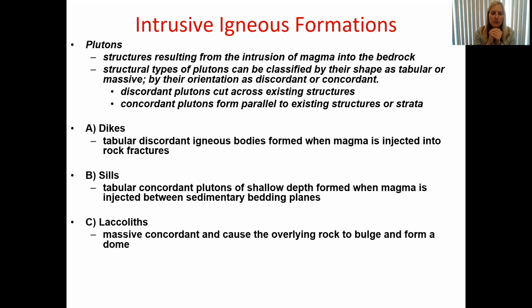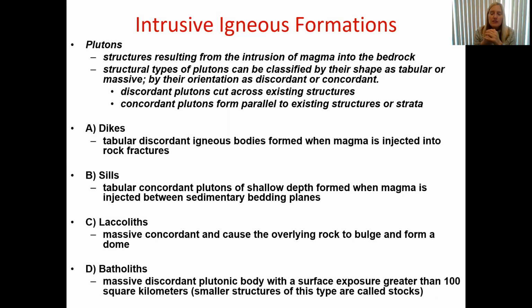So now we're into our next section. These ones are the massive ones, the ones that are bigger. If it's massive, but also concordant, so in line with those layers, we call that a laccolith. What happens with those is they come up and sneak in between the layers and form a bulge of layers on the top that we'll see in the next slide.